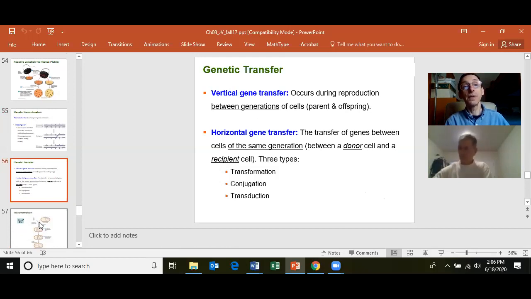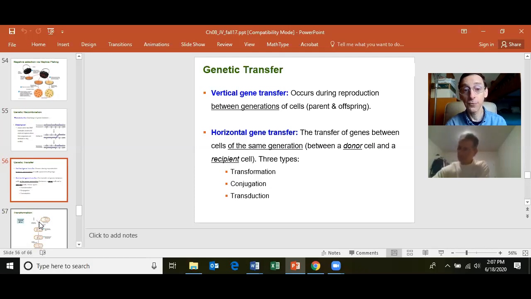All right. So let's talk about genetic transfer. We talked about vertical gene transfer, and that occurs during reproduction between generations of cells. So one parent cell can split into two daughter cells. That's vertical gene transfer. And in humans, it's two parents. The gene transfers vertically into an offspring. Okay?